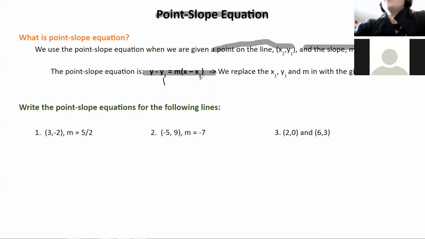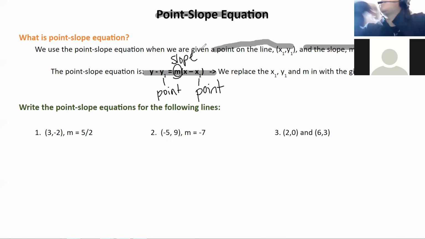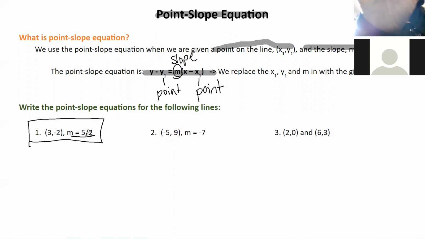The y1 and the x1, that's your point. That's the y value of the point they give you and the x value of the point they give you. And the m is your slope. Okay, so all we would do is you would take your point and your slope. So right away, I would take that m and put it in front of the parentheses there. So the y is going to stay the same. The m turns into your slope, and the x stays the same.